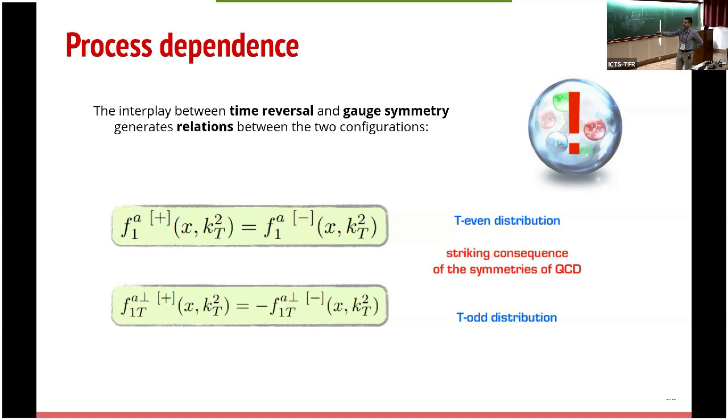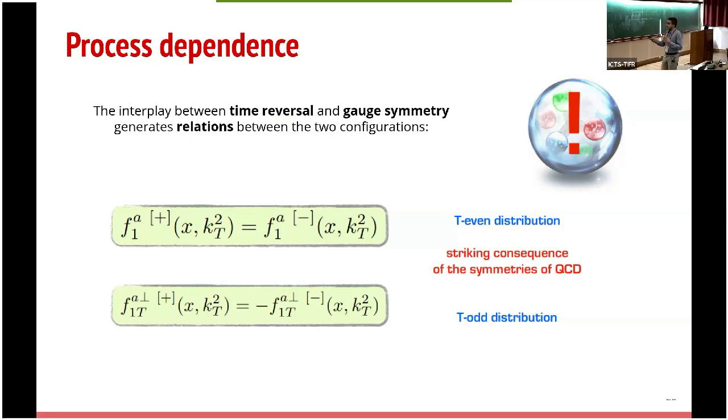The Sivers function belongs to a class of functions that, because of this relation, are called T-odd distributions. In this sense, we recover a generalized universality because the process dependence can be calculated. It's not that these functions are not related. We know that these are different, but there is a relation between the two. That's why we say there is a generalized universality in the case of TMDs, because we recover a relation which is calculable, and it's also simple, it's a minus sign.